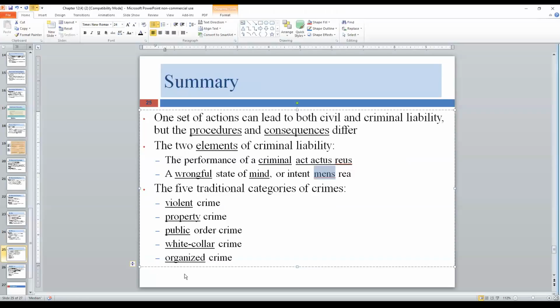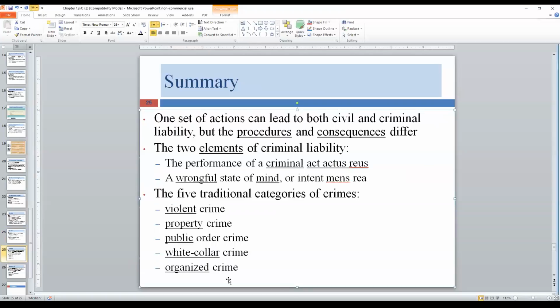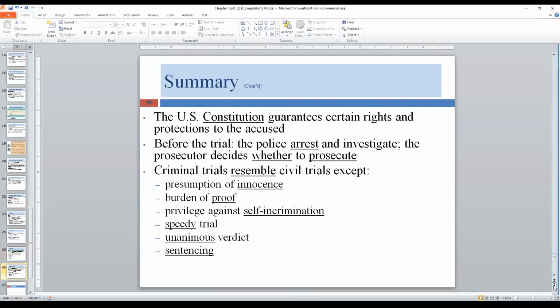Then we had the 5 traditional categories for crimes. This is one way of dividing up crimes. Again, there's overlap. Organized crime can be violent or property. White collar is typically going to be property crime. We talked about the protections in the Bill of Rights. For this course, you do not need to know the numbers of the amendments, but you do need to know the protections that are afforded.